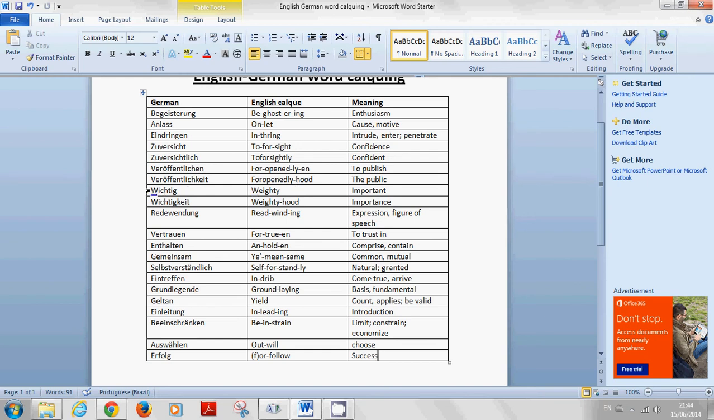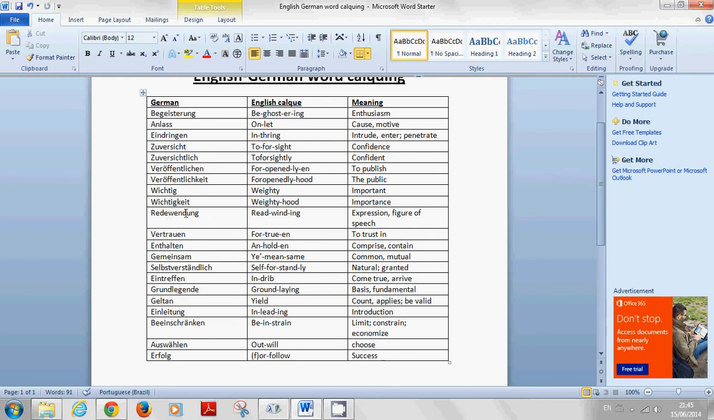The next one is this German word wichtig, excuse me. This is English weighty, and in English we would never use this for important. We would only use it for something that's heavy or something that weighs a lot. And this in German means important. The next one, Wichtigkeit, weightyhood, is importance. I think weighty is a pretty cool word for important. That'd be interesting if this had survived into modern English, if it had been an Old English word.